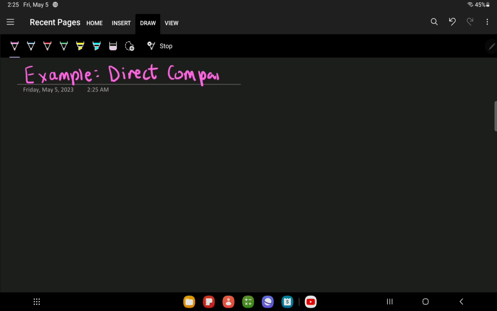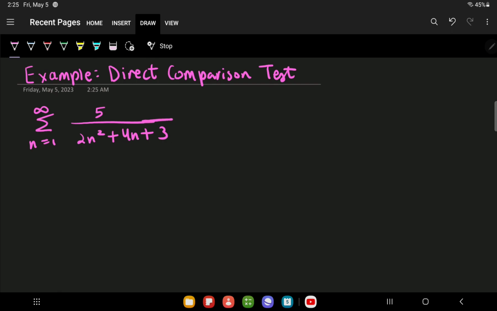Today we'll do an example of the direct comparison test. Okay, suppose we have the sum from n equals 1 to infinity of 5 over 2n squared plus 4n plus 3.